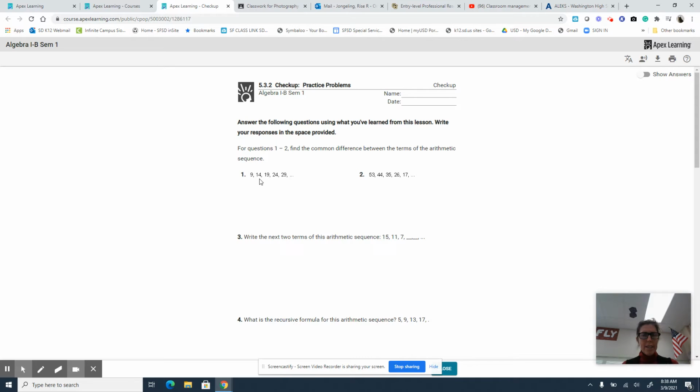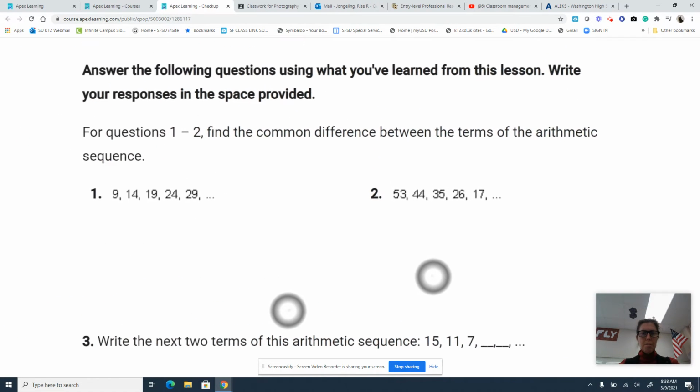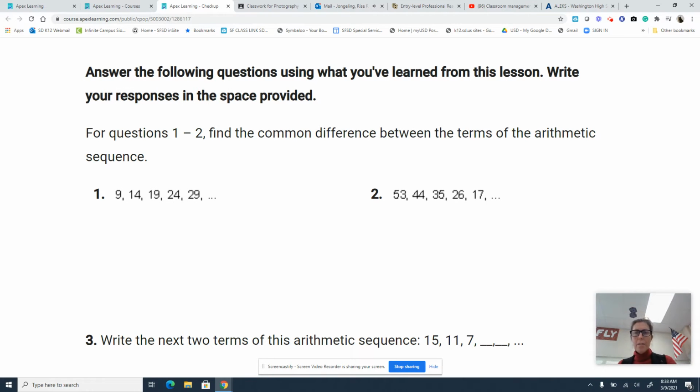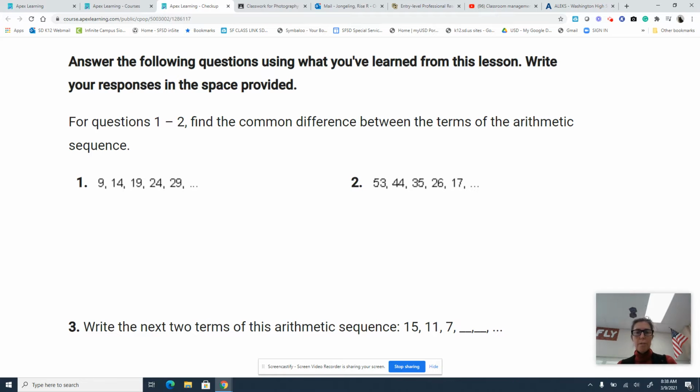If you look at these common differences, you want to find the common difference of the terms of the arithmetic sequence. I'm going to zoom in here. There we go. So you have to find the common difference. So you're looking from 9 to 14, 14 to 19, 19 to 24, 24 to 29. So if you're looking at that, you can see you're adding 5 each time. So 5 would be the difference. Let's go to the next one.